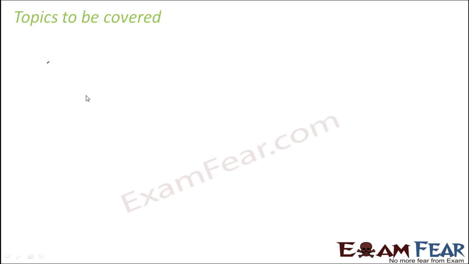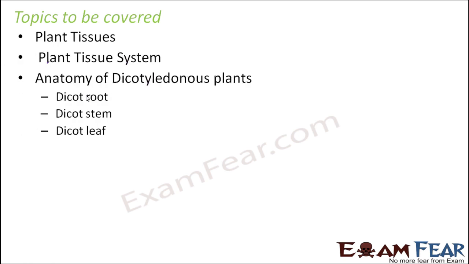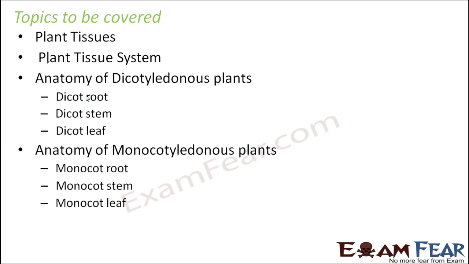Topics to be covered in this lesson are plant tissues, plant tissue system, anatomy of dicotyledonous plants, wherein we'll talk about dicot root, dicot stem and dicot leaf. Anatomy of monocotyledonous plants, wherein again we'll talk about monocot root, monocot stem and monocot leaf. And secondary growth.